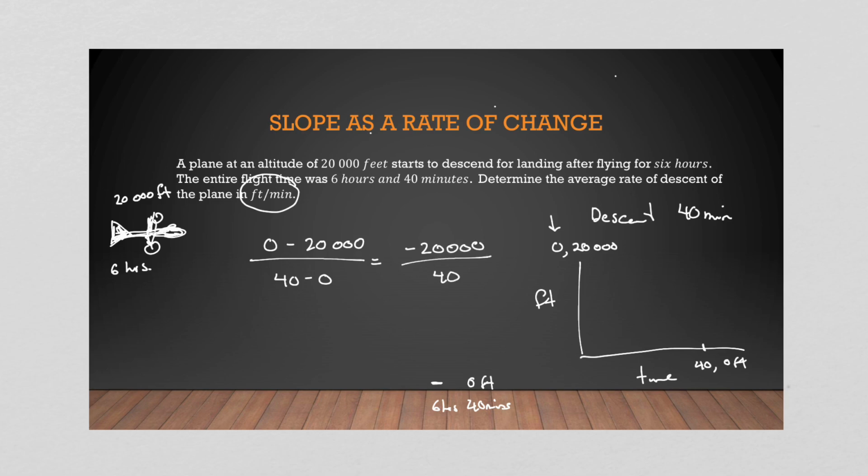So we do that division, we get negative 500 feet per minute. And again, we can check that by taking our negative 500 feet per minute, multiplying it by 40 minutes, we get right back up to 20,000 feet. So that is our average rate of descent.